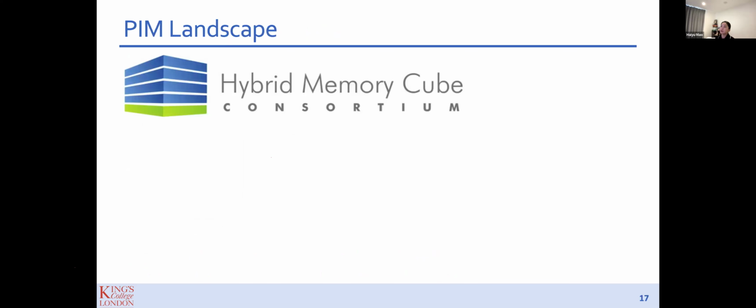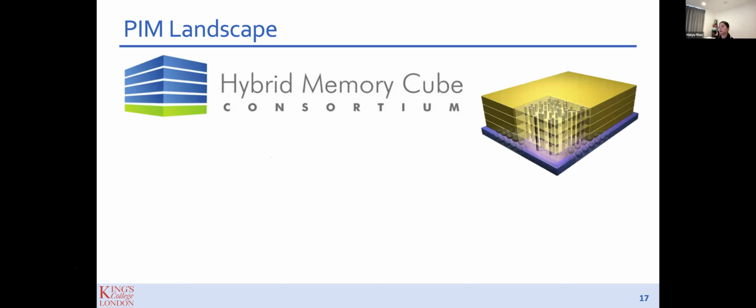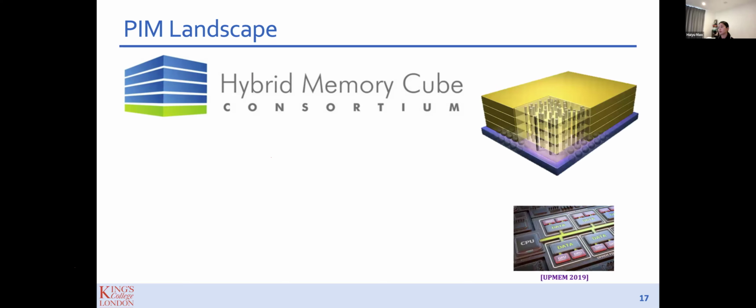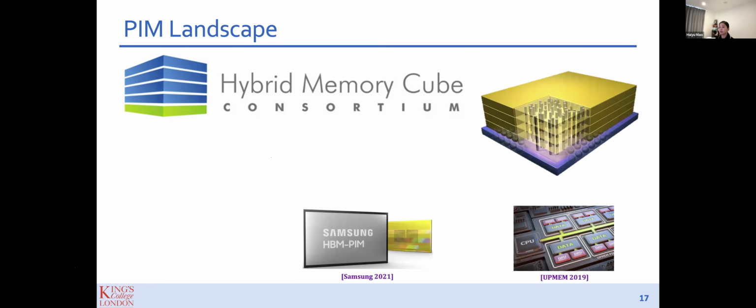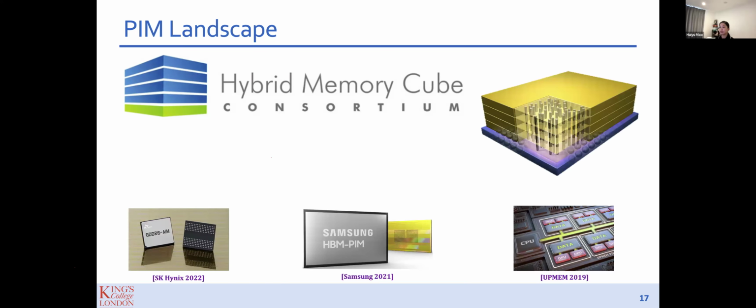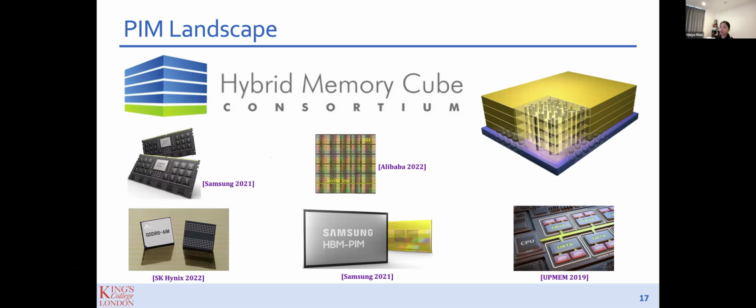Okay. So nowadays we have a lot of companies focusing on PIM, processing in memory. For example, the Hybrid Memory Cube, the 3D memory, and UPMEM, and also Samsung, SK Hynix, and Alibaba in China. They focus a lot on processing in memory, but in the industry, they majorly focus on processing near memory.